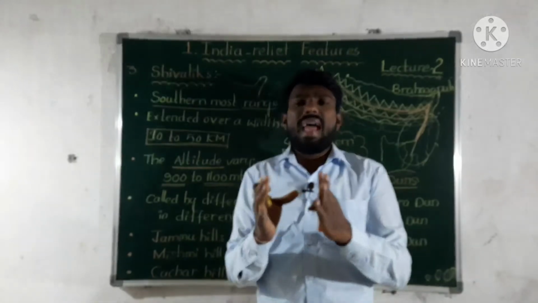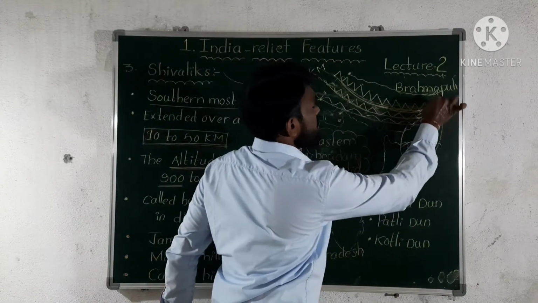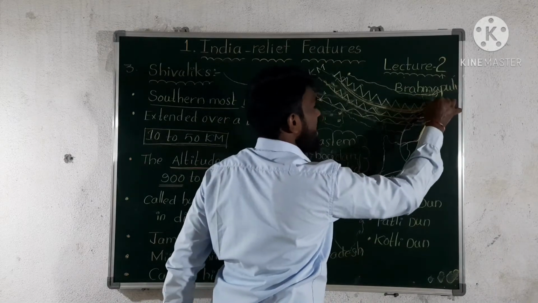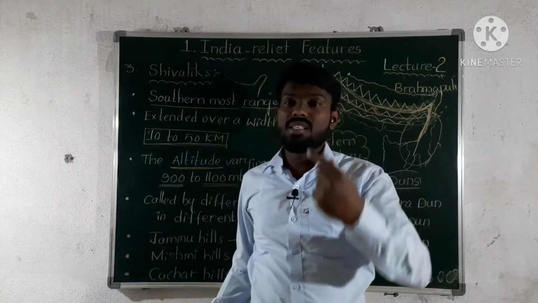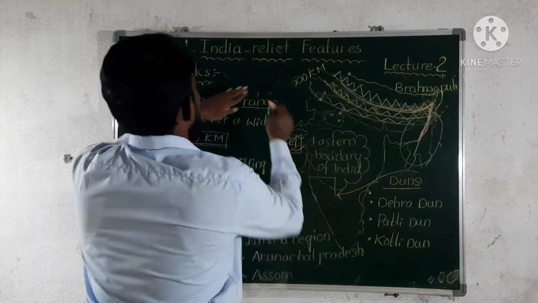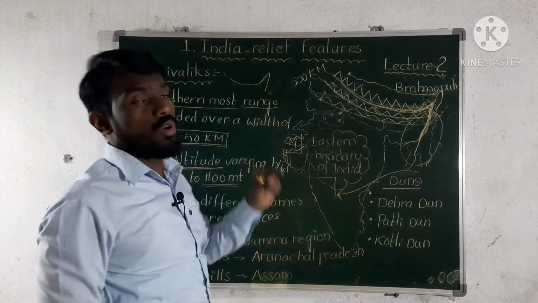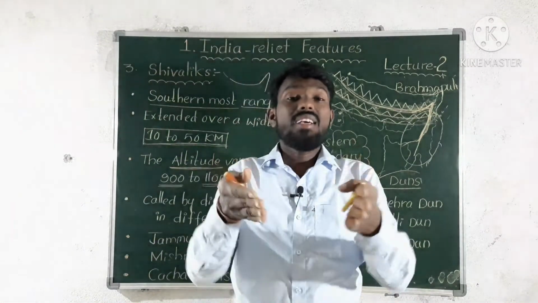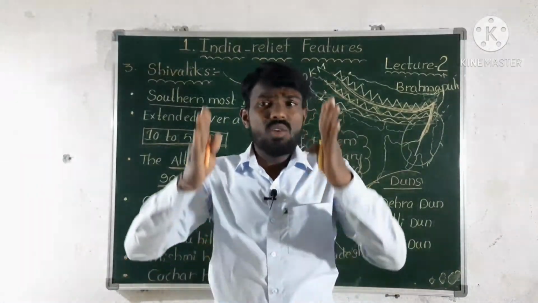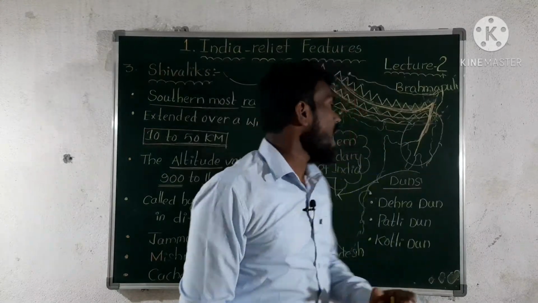In Arunachal Pradesh, beyond Dihang Valley, the Himalayas take a hairpin bend to the south. Then they move towards the south direction and act as the eastern boundary of India.